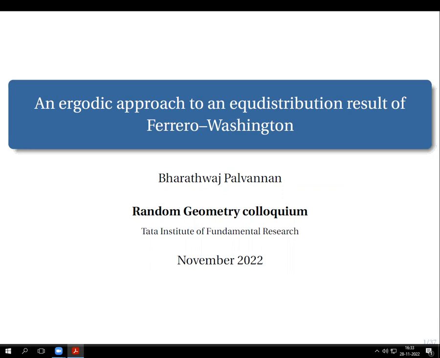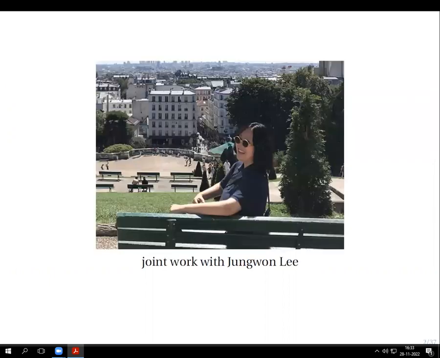Okay, I think let's start on this. Thanks for coming to the talk. So I'm a number theorist, so I don't know how to pitch a geometry talk. So I think it'll end up being very basic number theory and maybe very basic ergodic theory. Okay. So the main result is joint work with Jungwon Lee.